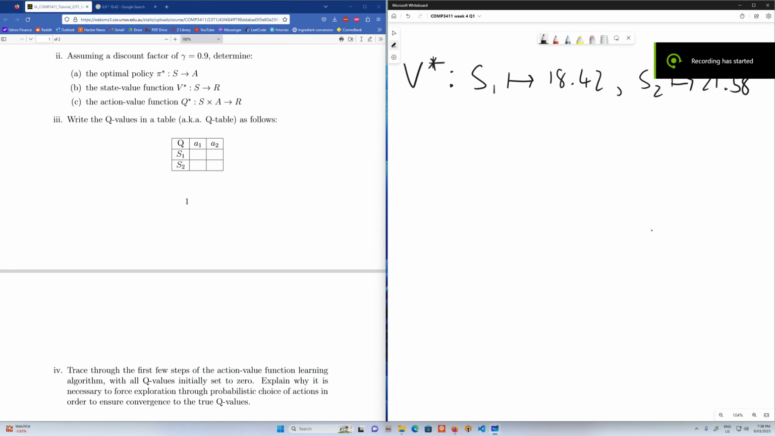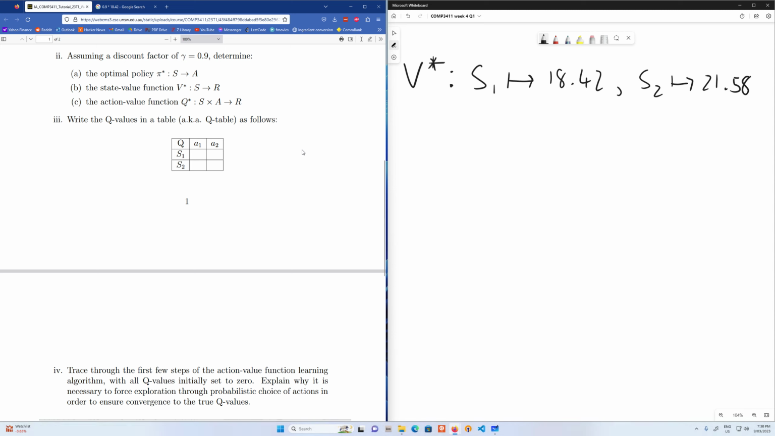Question 1, part 2c is asking us to find the optimal action value function. Now this is very similar to the previous thing we just did, the optimal state value function. The only difference is we're going to be forcing the agent to take a specific action, and then afterwards they're allowed to follow the optimal policy.